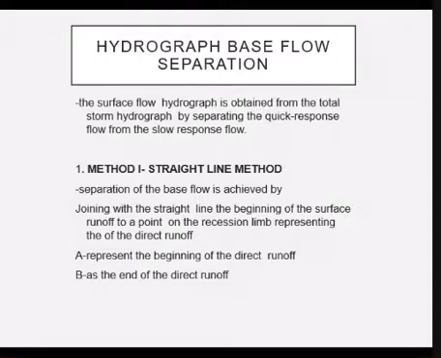Method number 1, straight line method. Separation of the base flow is achieved by joining with a straight line the beginning of the surface runoff to a point on the recession line representing the end of the direct runoff, where A represents the beginning of the direct runoff and B the end of the direct runoff.